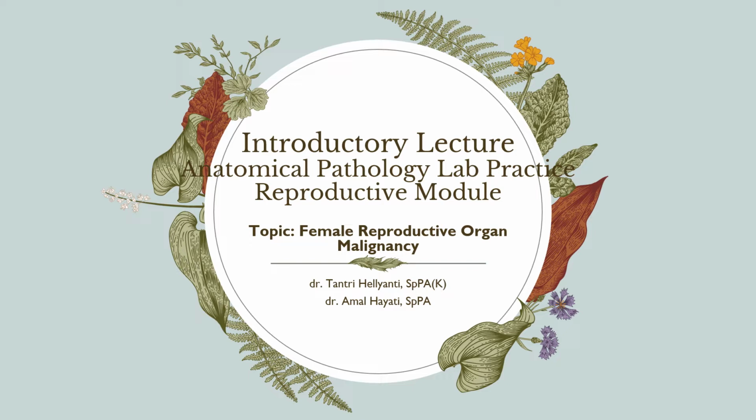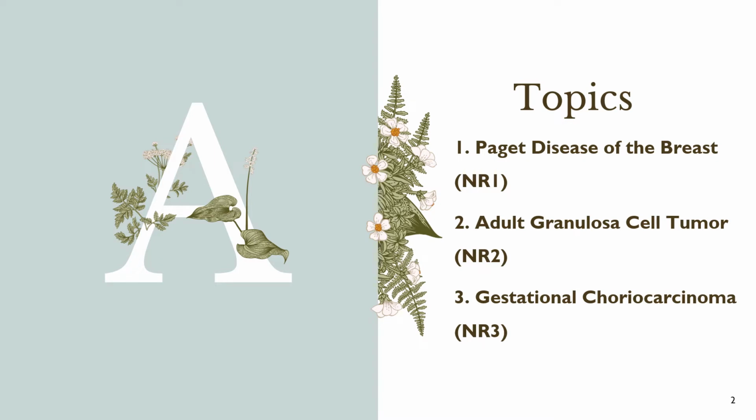This is the introductory lecture for anatomical pathology practice with the topic female reproductive organ malignancy. In this video, I will present you three entities from female reproductive organ malignancy. The first one is Paget disease of the breast, and then adult granulosa cell tumor, and the last one is gestational choriocarcinoma. The other three cases of male reproductive organ malignancy will be delivered separately by Dr. Monique.